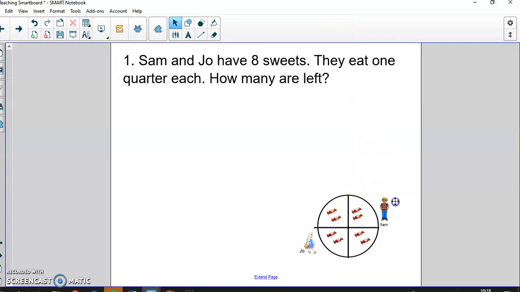So have a think what that would be. We can use our diagram. They won't move on here, but you can picture Sam is going to eat a quarter. Joe is going to eat a quarter. We can then think, how many left? 1, 2, 3, 4. Let's make up a different problem using this.